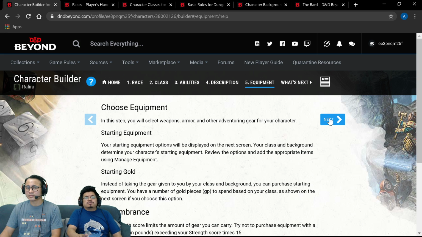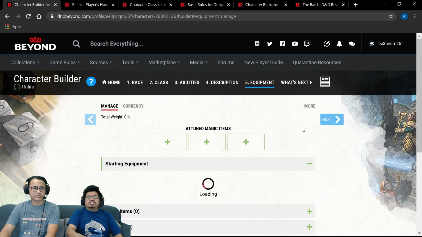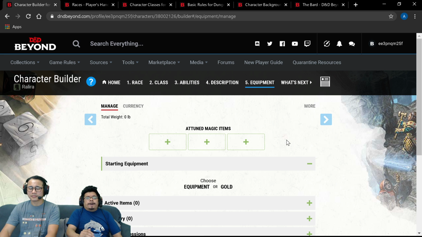This is probably the part that makes people play Dungeons and Dragons over and over again. It's the equipment. If your DM is giving you any type of magical items, this is where you get it immediately. If you don't get a magical item, you don't. We just go down to equipment. You can choose gold, but that's more for experienced players.